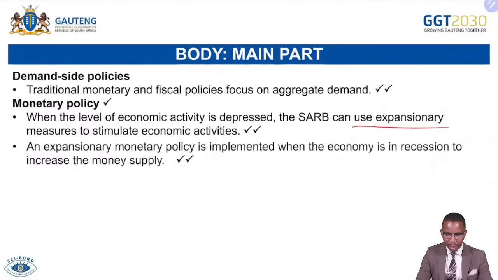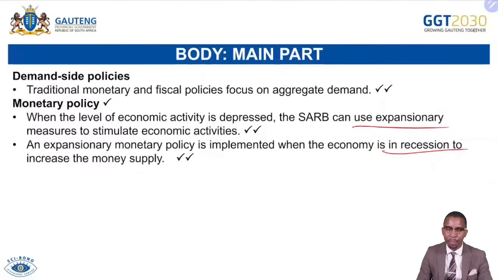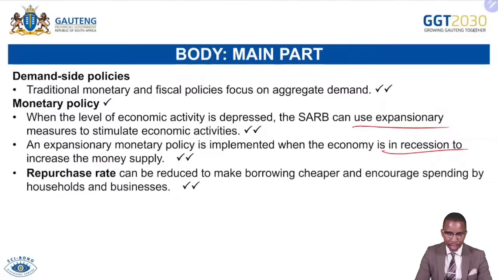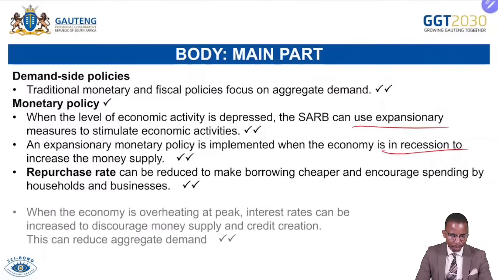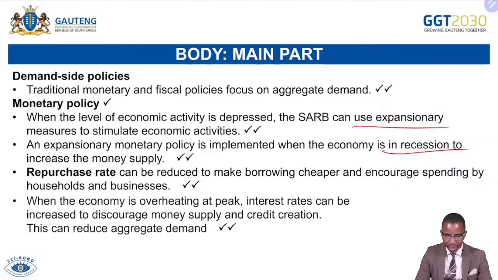An expansionary monetary policy is implemented when the economy is in recession to increase the money supply. It can be recession, depression, or trough. The aim is to increase the money supply. The repurchase rate can be reduced to make borrowing cheaper and encourage spending by households. When the economy is overheating at peak, the interest rate can be increased to discourage money supply and credit creation. These can reduce aggregate demand.